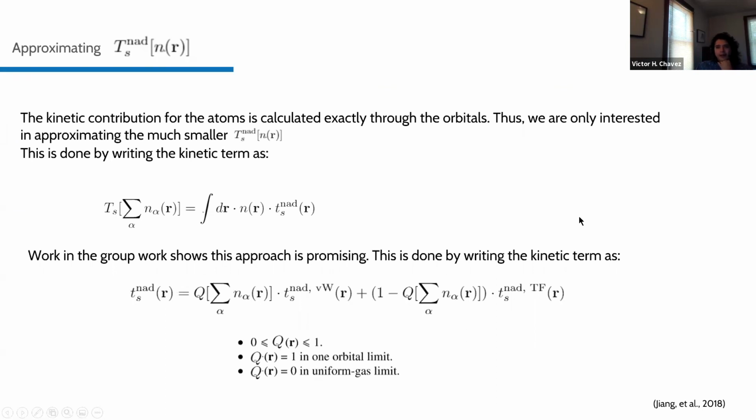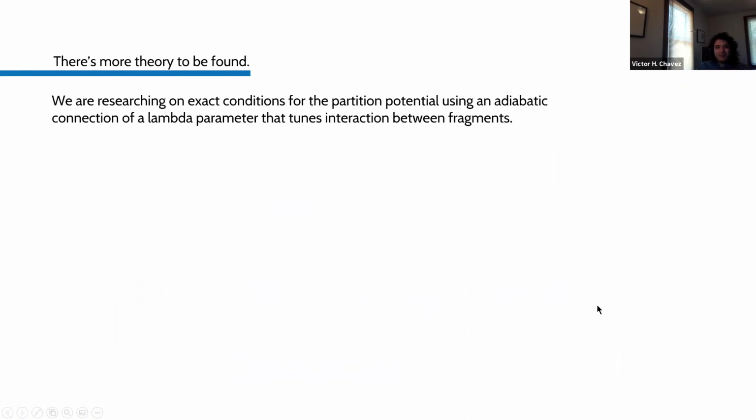And so, of course, I've shown you some of the things that we've done to start building up on this theory, but of course, we're still at an early stage. But there is more theory to be found. Of course, we're doing the seminar based on theory. So right now we need to gather more exact conditions to either approximate some of these functionals or approximate the partition potential.